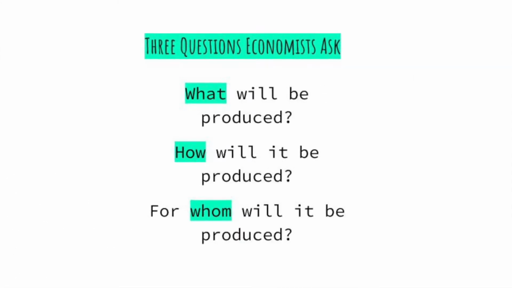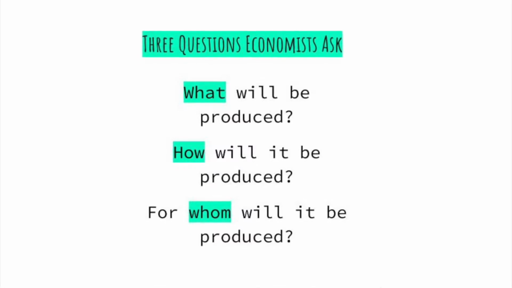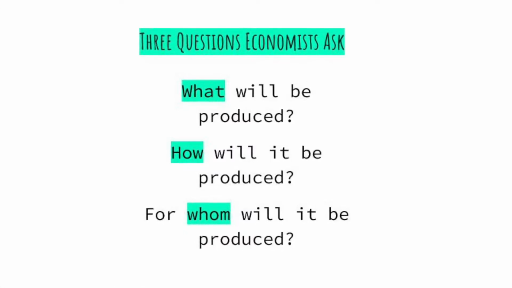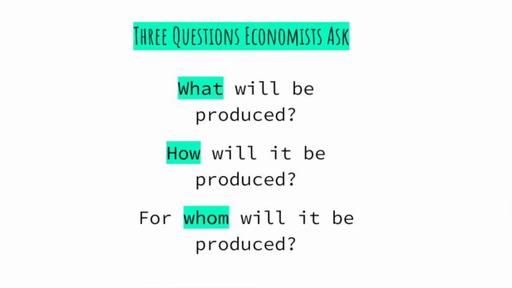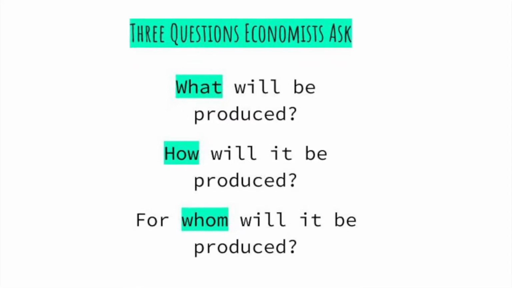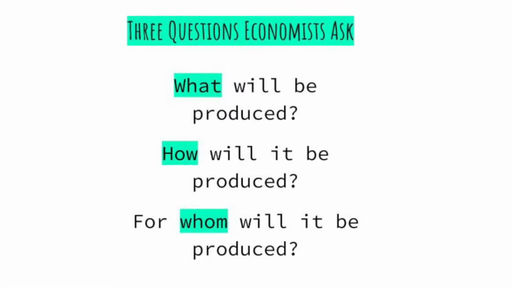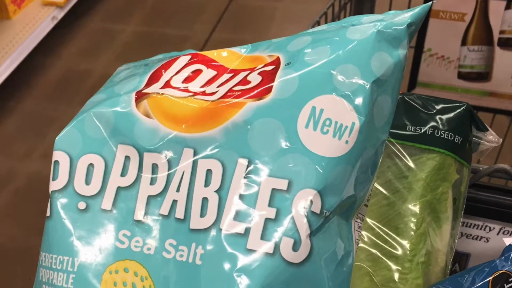Now, there are three questions economists ask when they are studying these types of systems. What will be produced? How will it be produced? And for whom will it be produced? The key is thinking about how do those four types of systems answer these questions differently? And that is our key to understanding the difference. So let's start with an example.